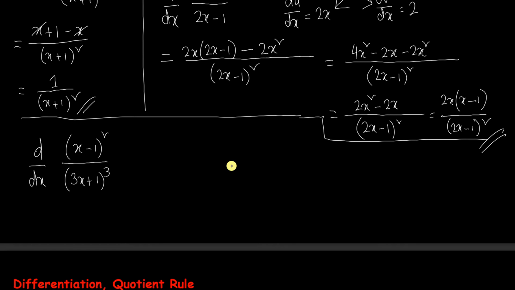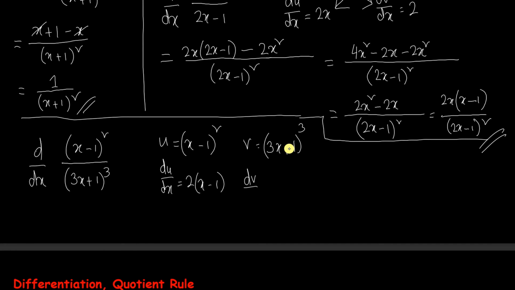So, according to the way we did the previous one, let u equal x minus 1, and v equal (3x plus 1) to the power 3. So from here, du by dx is 2 into (x minus 1), since from power 1 if we subtract it would be 1.